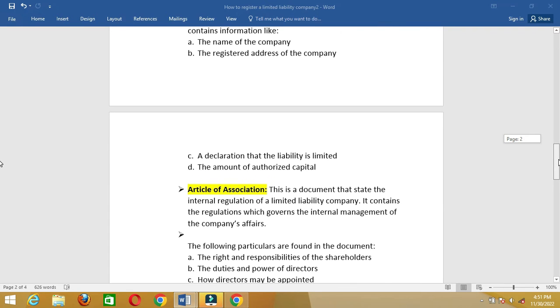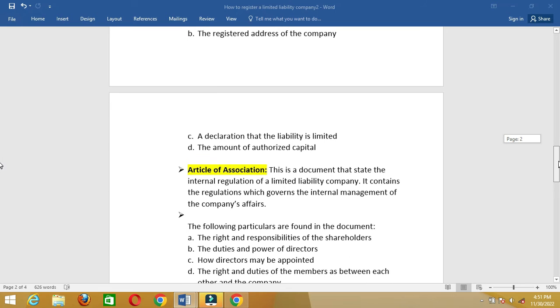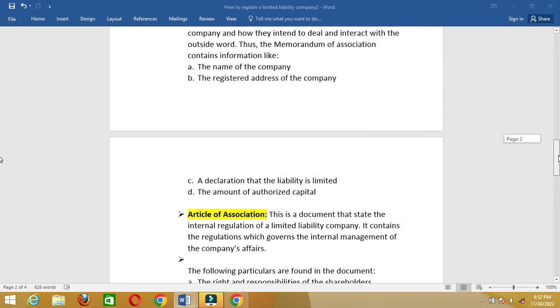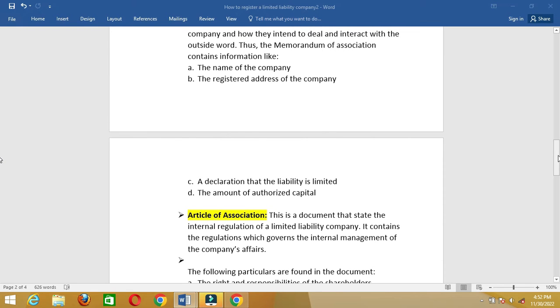In a short note, a memorandum of association is a document that gives the public a view of what the company stands for. It tells the public what the company is and what they are there for. You understand? That's why in a memorandum of association, you see the following information like the name of the company, the registered address of the company, and so on and so forth.